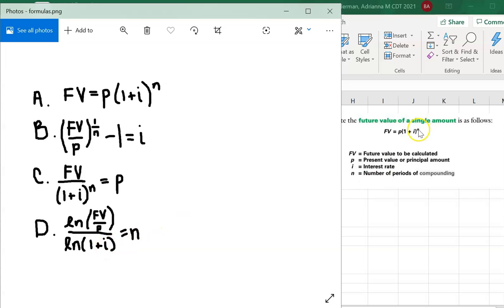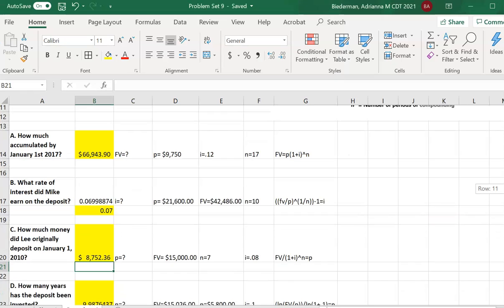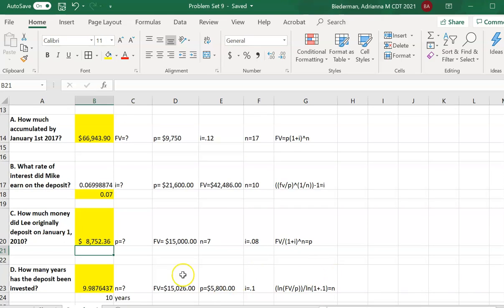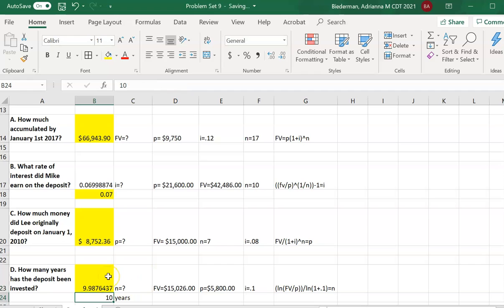So basically you have to get that n out of the exponent and you have to solve for it. So that would mean taking the natural log of both sides. So in this case, it leaves you with this. Come back, plug in all those values you had originally. Should look something like this within Excel. And that's going to give you 9.98, or you can round that up to 10 years.